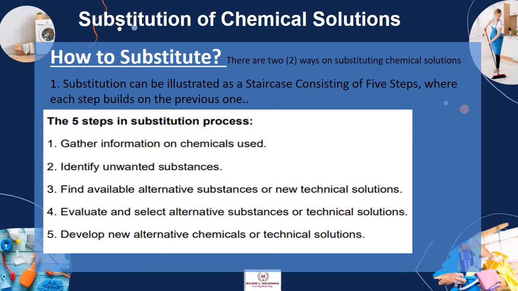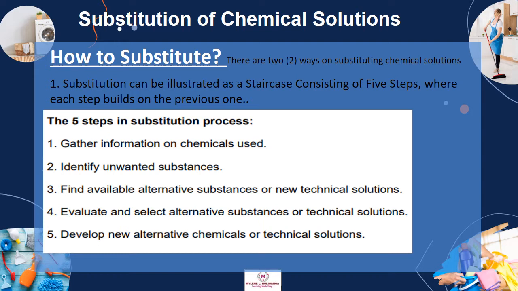How to substitute? There are two ways of substituting chemical solutions. First, substitution can be illustrated as a staircase consisting of 5 steps, where each step builds on the previous one. The 5 steps in the substitution process.